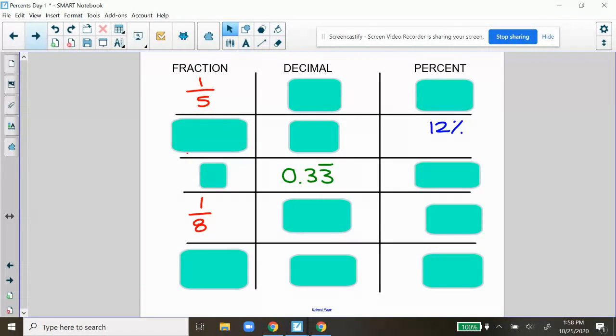All right, I want you to pause the video here, and I want you to see if you can, whoops, I forgot to give you this one. I want you to see if you can fill in this chart.